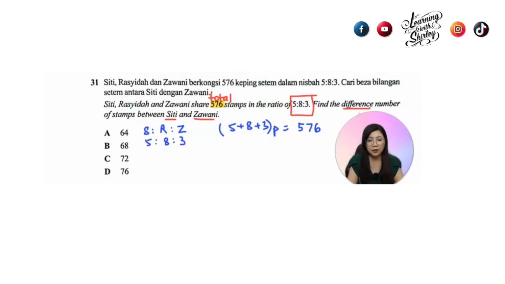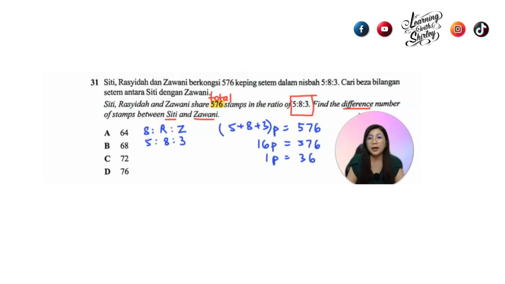Okay, use a calculator, 5 plus 8 plus 3, so you get 16. So this is 16 parts, which is equivalent to 576. So in order to get one part, I'm going to use 576 divided by 16. So we get one part is 36.